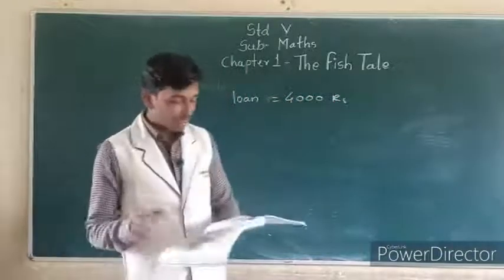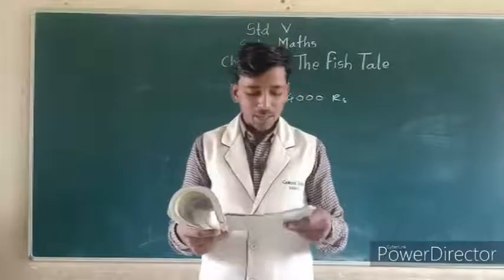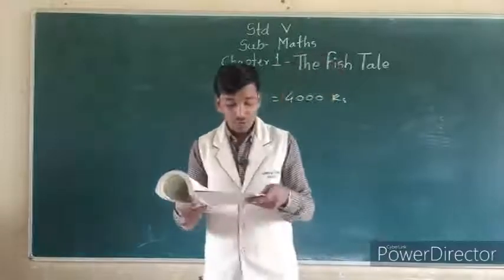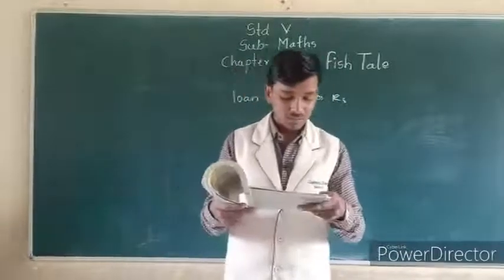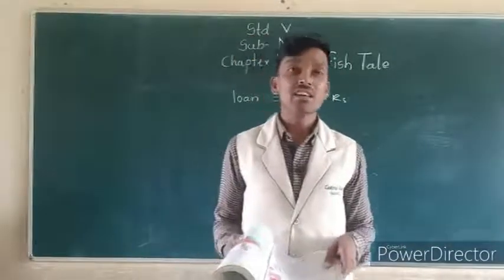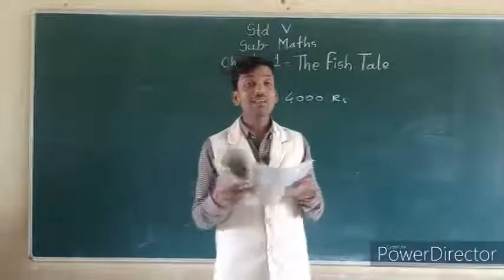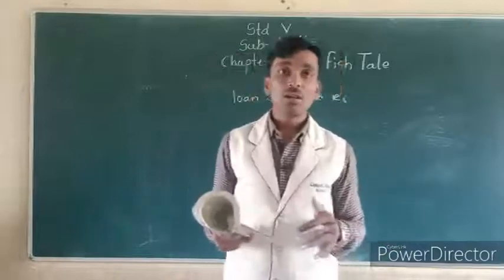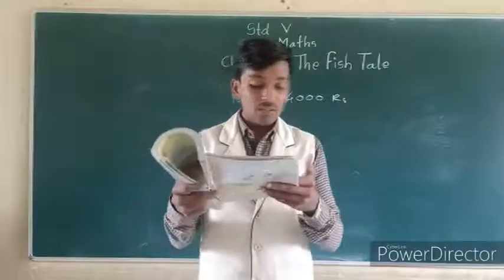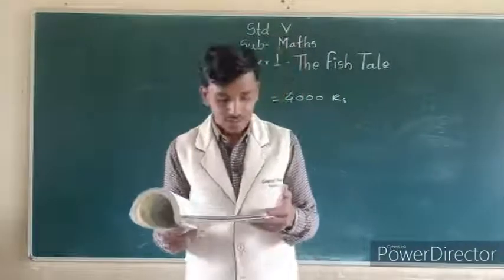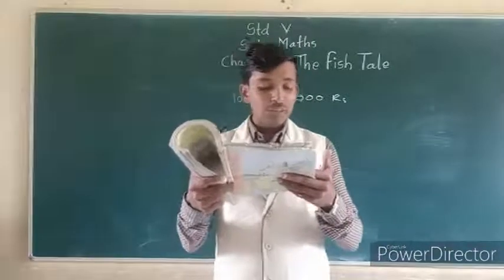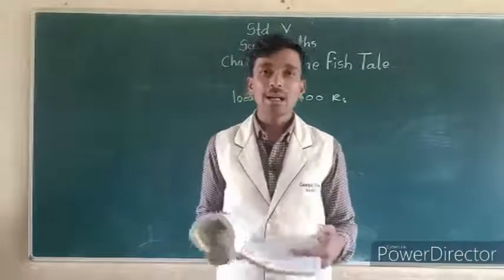Gracie took a loan of 4,000 rupees. She paid back 345 every month, every month for 1 year. She can pay that loan by installment. Okay, for every month she can pay 345 rupees. So our question is, how much money did she pay back to the bank?